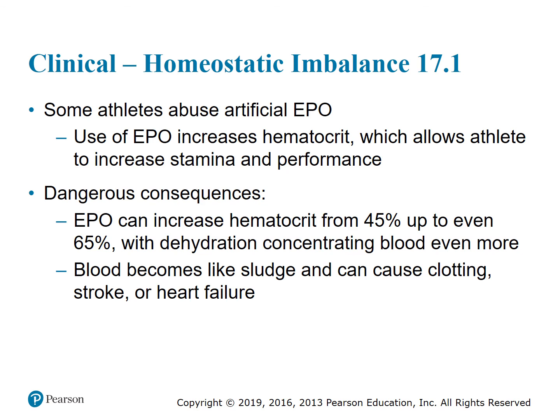Clinical homeostatic imbalance 17.1. In the past, some athletes have abused artificial EPO. They would use EPO, which increases the hematocrit, which allows the athlete to increase their stamina and performance. Now, this had dangerous consequences because EPO can increase the hematocrit from 45% up to 65%, with dehydration concentrating blood even more. And the blood becomes like sludge and can cause clotting, stroke, or heart failure.